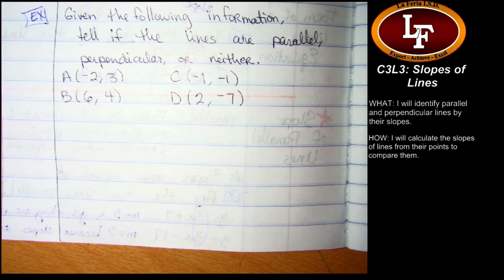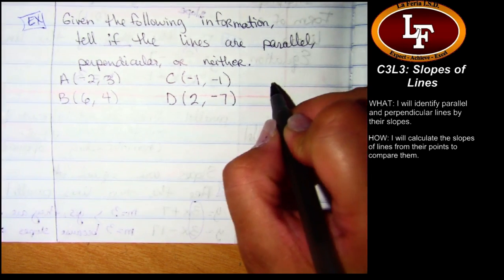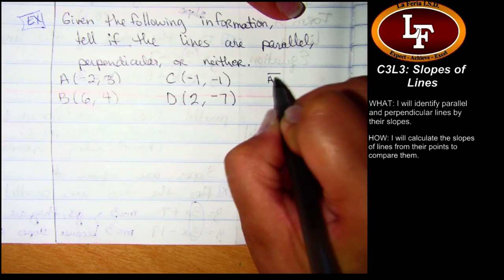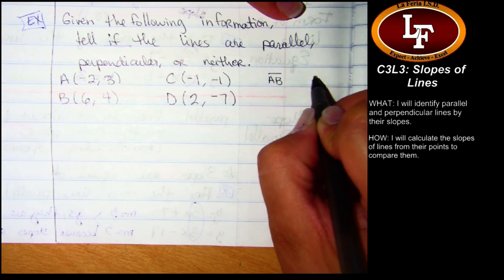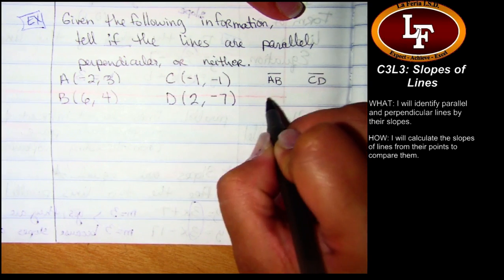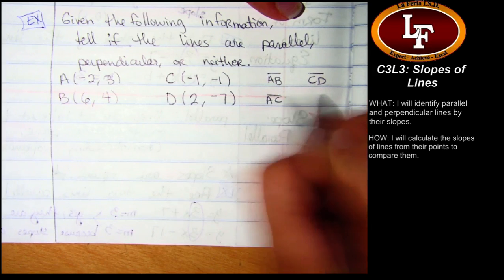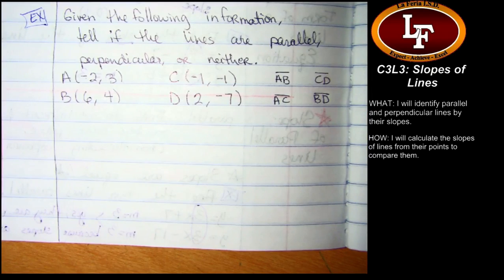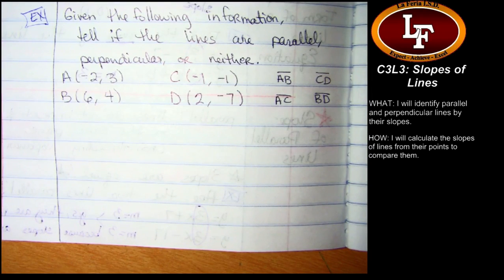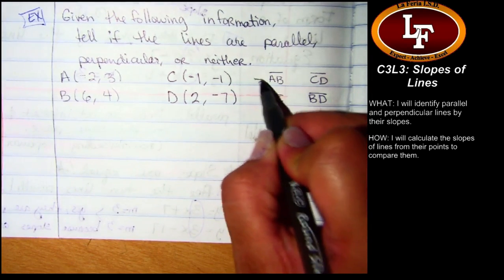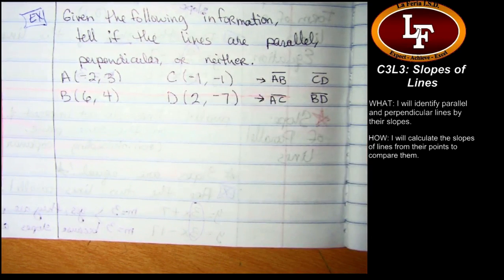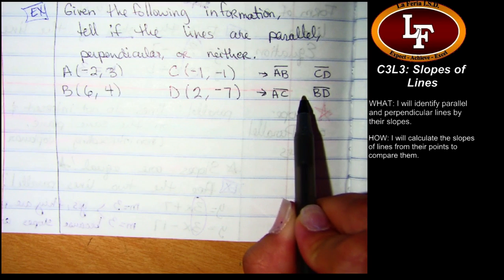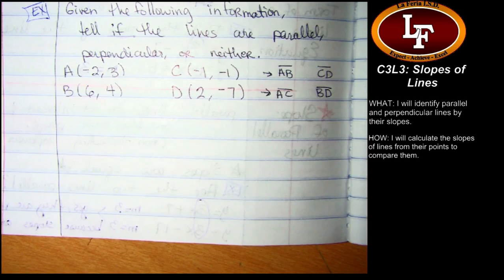But the lines that we're interested in are going to be line AB to line CD, and then line AC to line BD. Now we can do this with all the other different combinations of lines, but I want to run these two first. So this is going to be one set of answers, this is going to be another set of answers. And we're going to put our little symbol, parallel or perpendicular or neither.